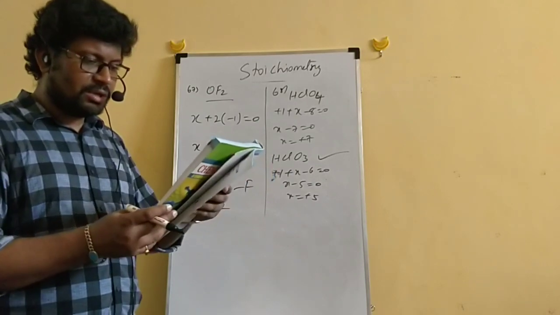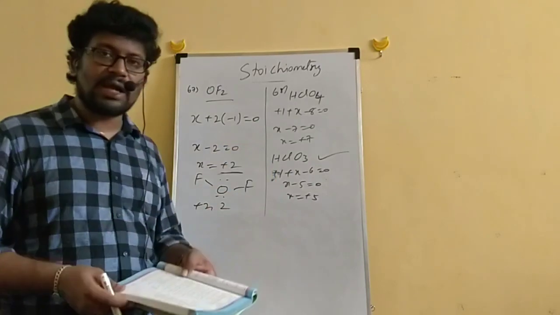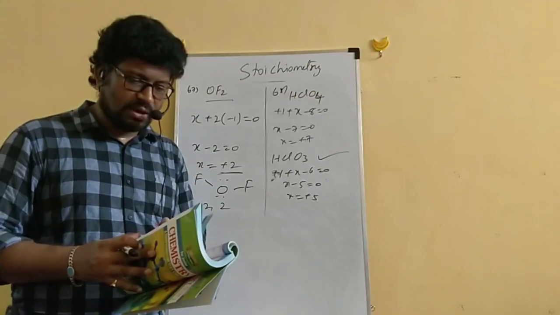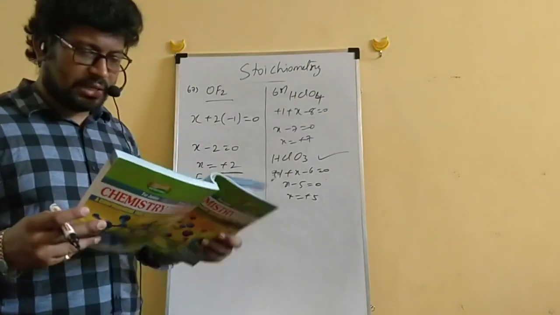The remaining ones, just go through them; this is the way we have to calculate oxidation numbers. If you have any doubts you can send them to me. Okay, next.